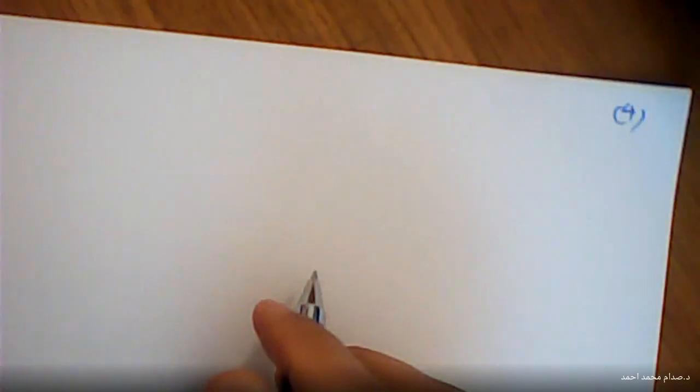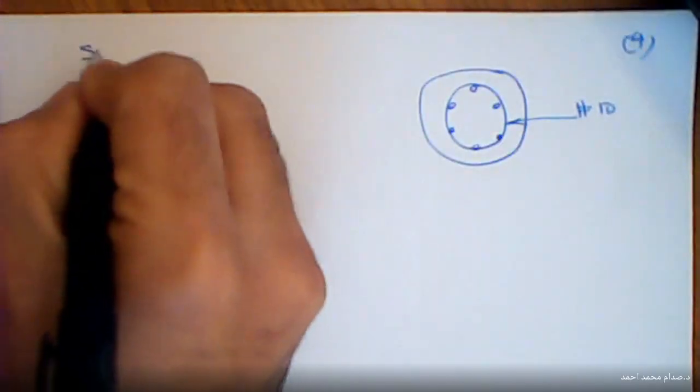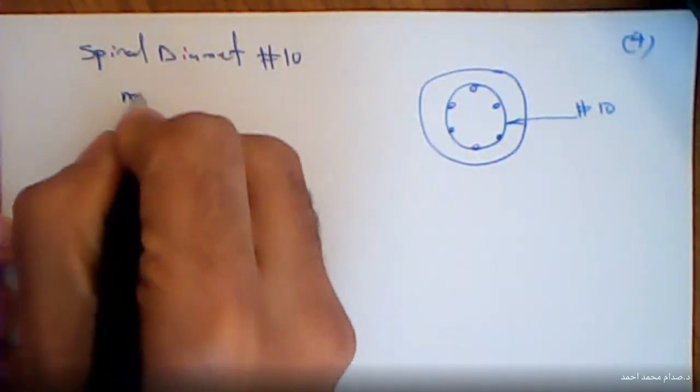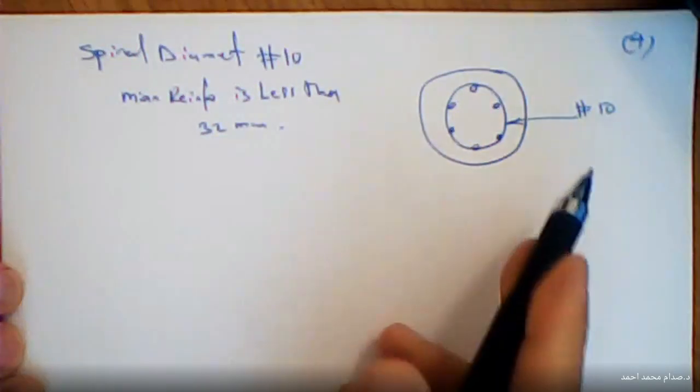So for designing the spiral, I need the spiral formula. Okay, so I'm going to use spiral diameter number 10. Why number 10? Because the main reinforcement is less than 32 millimeter. It's 31. So I'm going to use number 10.